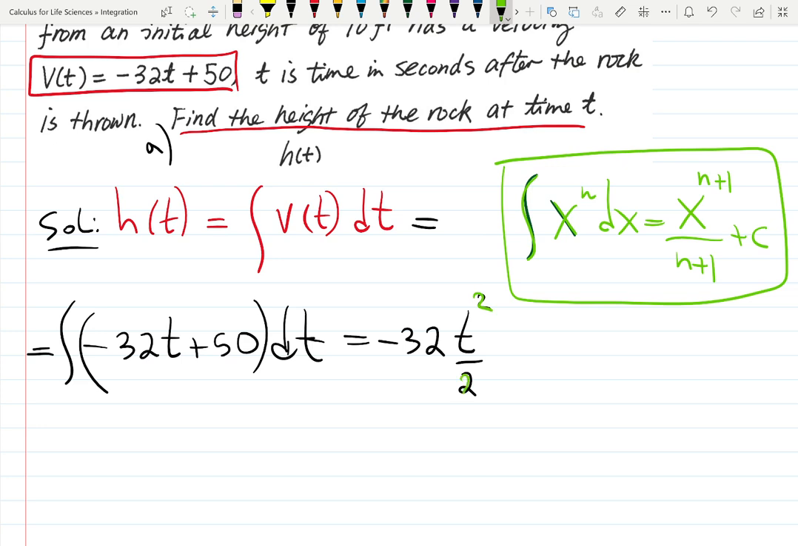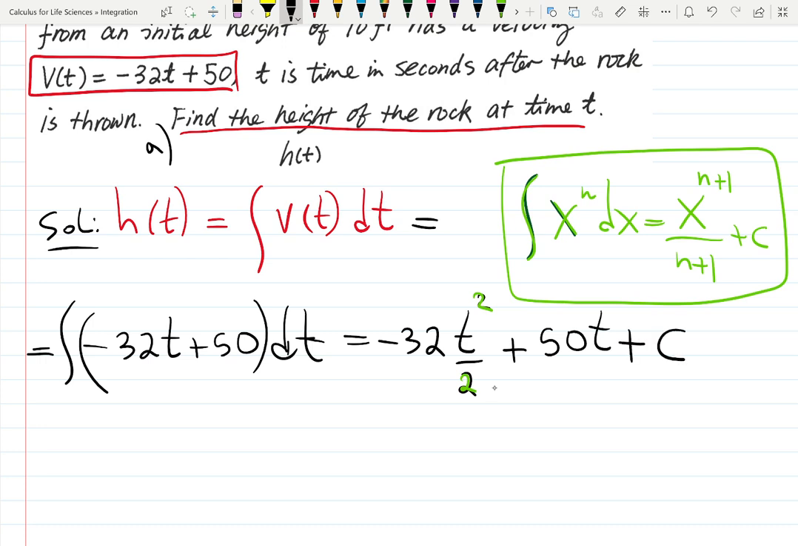T squared over 2. How about 50? What is the integral of 50? 50t. Either you remember the formula that the integral of m is m times t, or you just ask yourself, derivative of what gave you 50? 50t. Don't forget plus c.